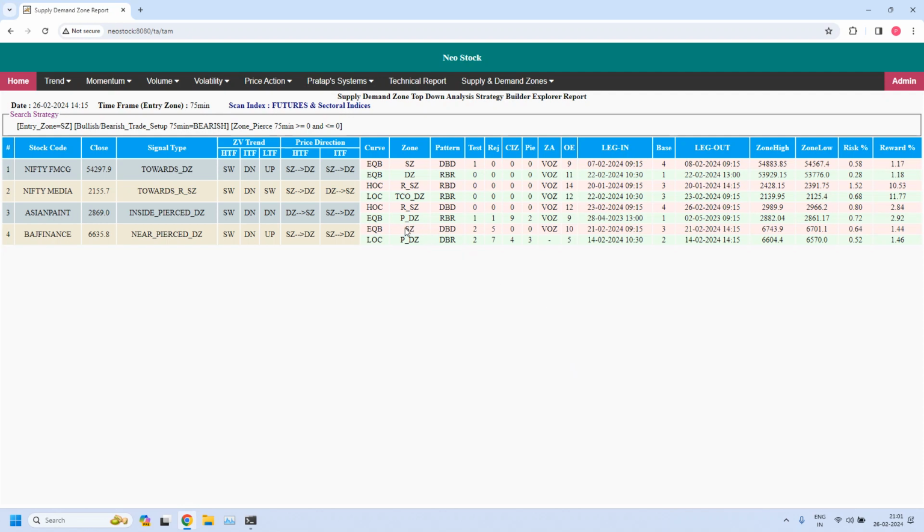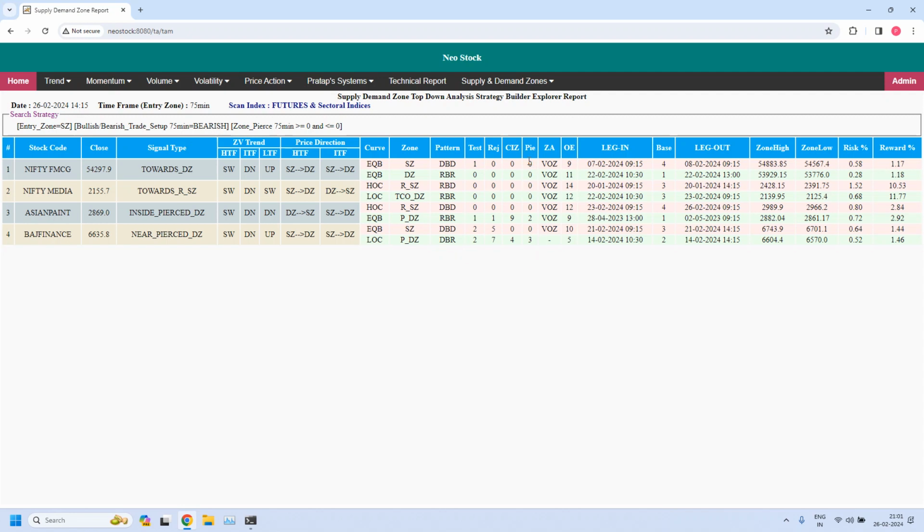Here you need to look for supply zones only, because this is a bearish trade setup. In a bearish trade setup, our entry is at supply zones. Don't forget. Don't get confused by seeing the pierced zone. We set 0 pierced count for supply zones, not for the demand zones. See here, we selected entry zone as supply zone. So the filter will be applied only for supply zone.